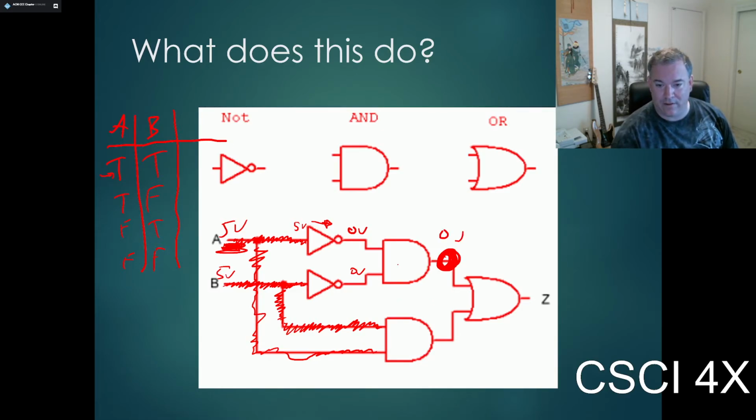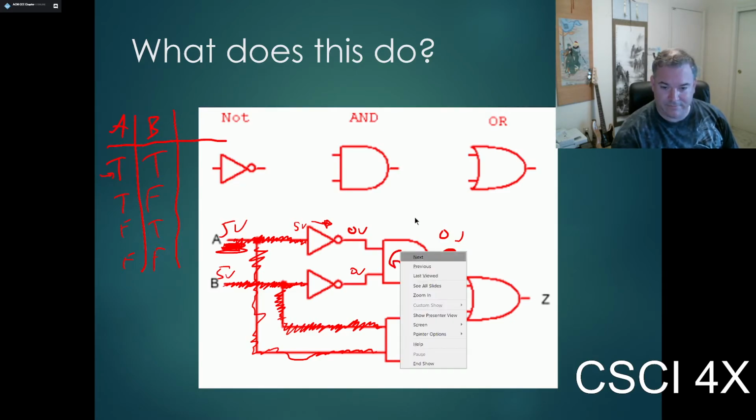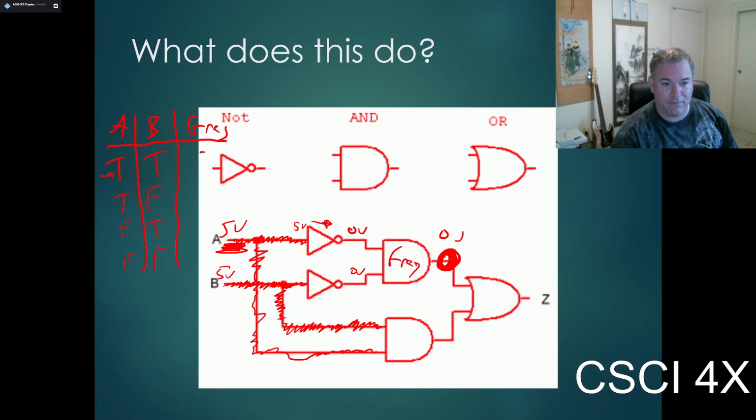So we're going to call this logic gate here Greg. The output of Greg is going to be false. Now let's do it again, but with true, false. So this time the input to B is false. What is the output of this NOT going to be if the input is false instead?